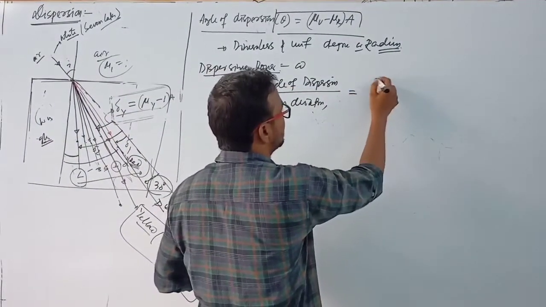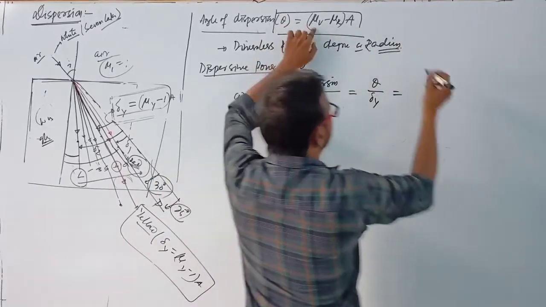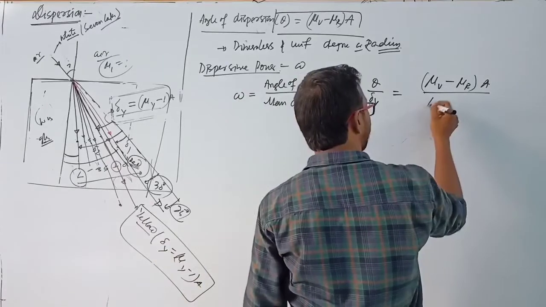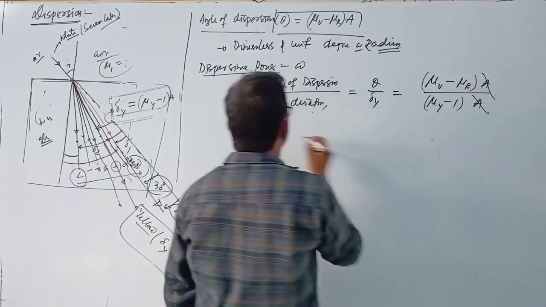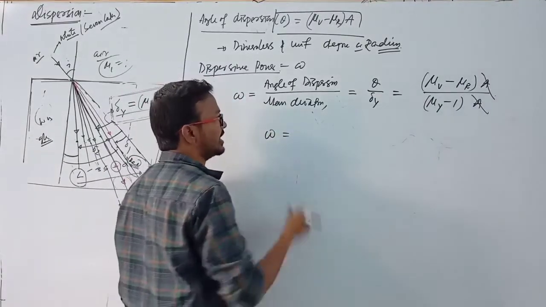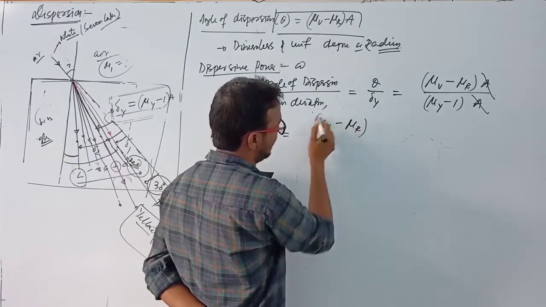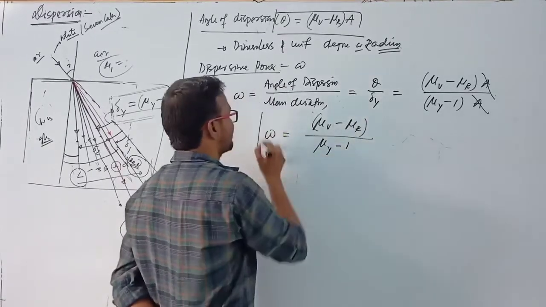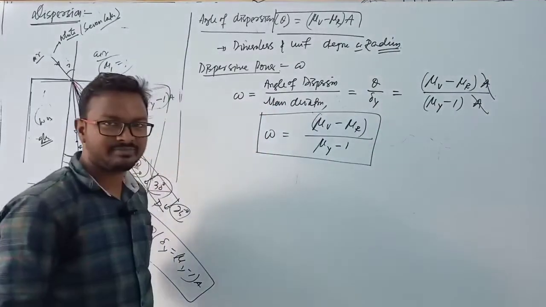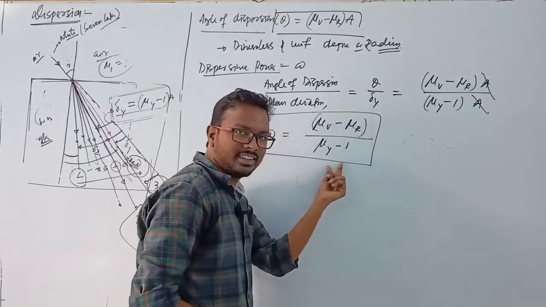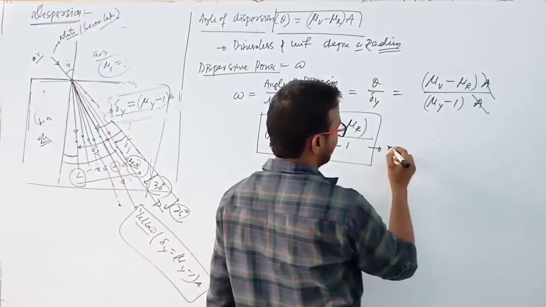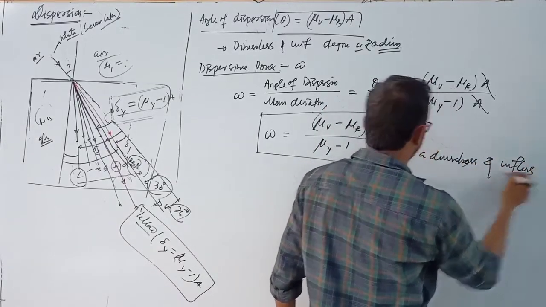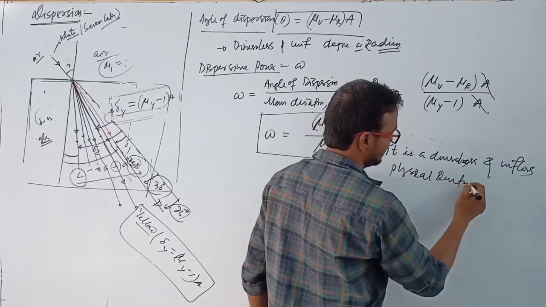So dispersive power equals theta divided by the angle of deviation for yellow, where theta equals mu v minus mu r into A, divided by mu y minus 1 into A. A cancels. Then dispersive power equals mu v minus mu r divided by mu y minus 1, and this is unitless. What is the unit of dispersive power? This is a ratio of refractive indices, so it is a unitless and dimensionless physical quantity.